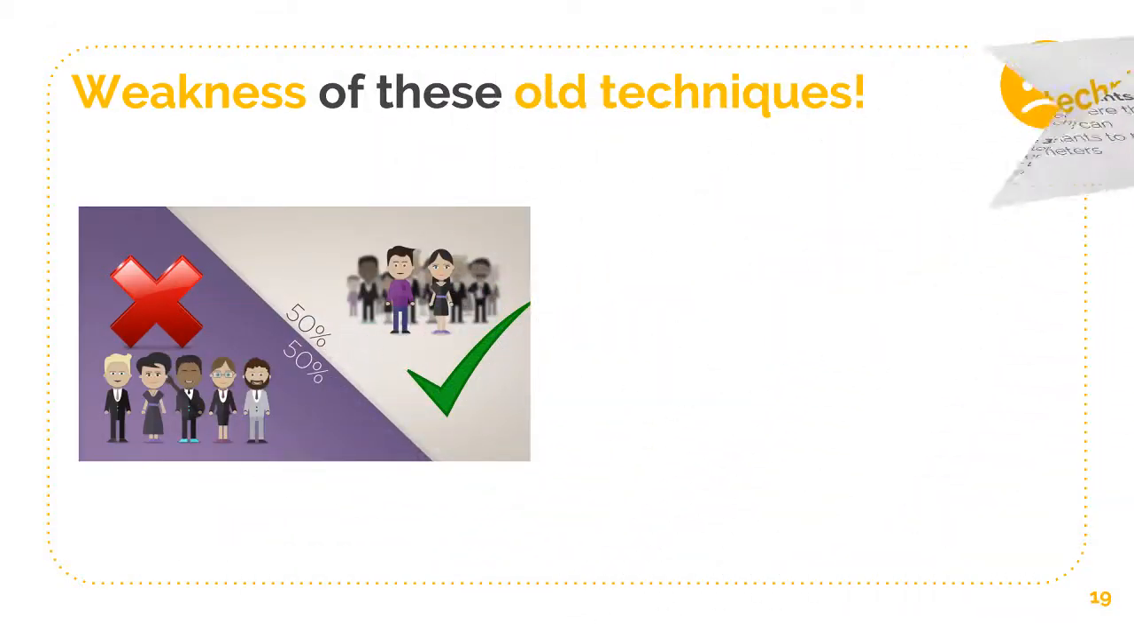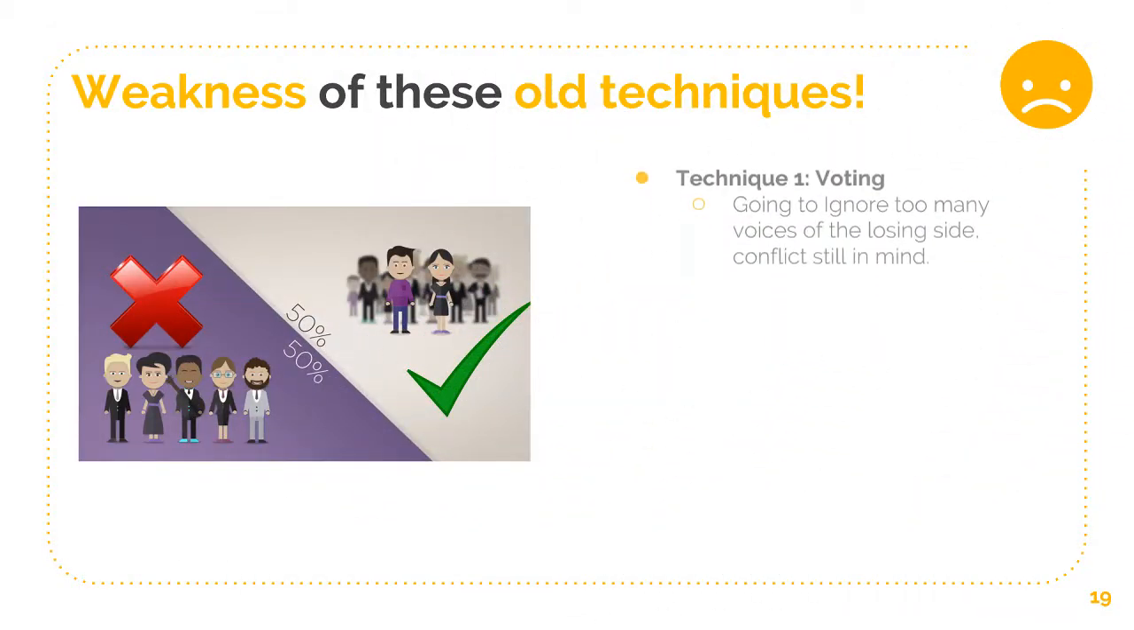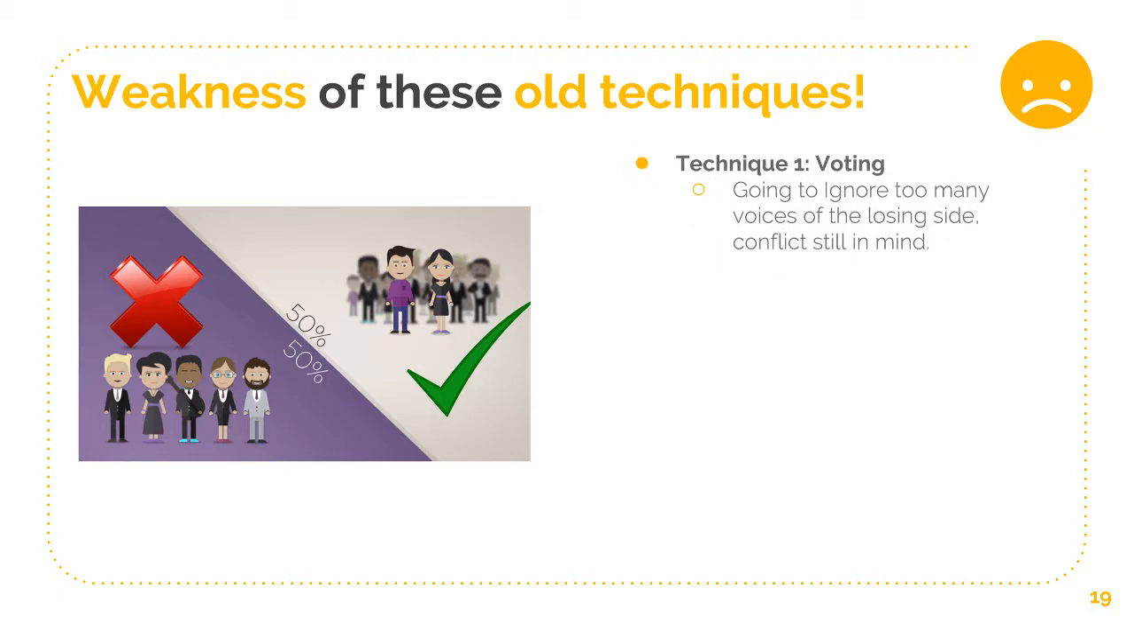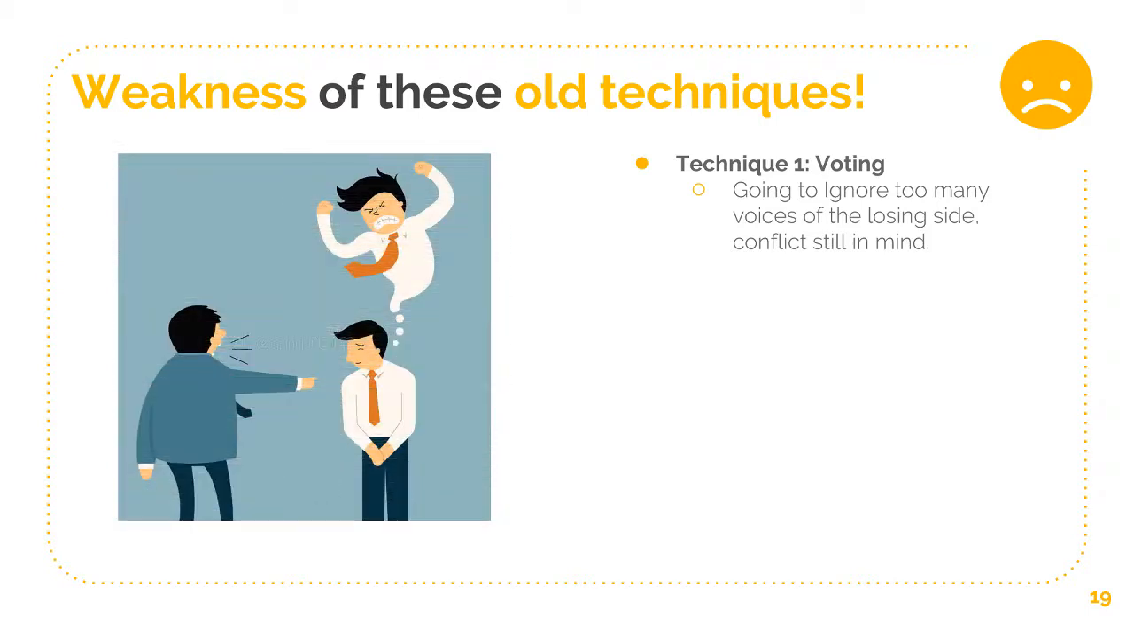Weakness of these old techniques. Weakness of Technique 1, Voting. Sometimes the voting result could be 49% versus 51%. The number of people on the winning side is just a little bit more than the losing side. So by voting, it is going to ignore too many voices from the losing side sometimes. By this, the conflict will still remain in the minds of almost half the people in the organization. The requirement has not really been discussed because we are just making the decision by voting.